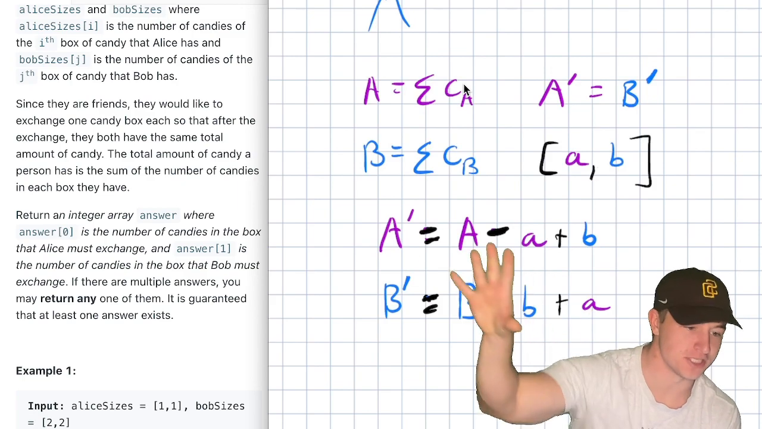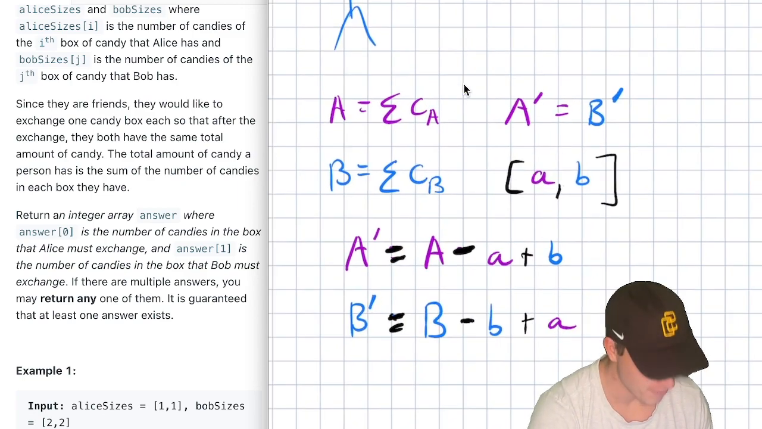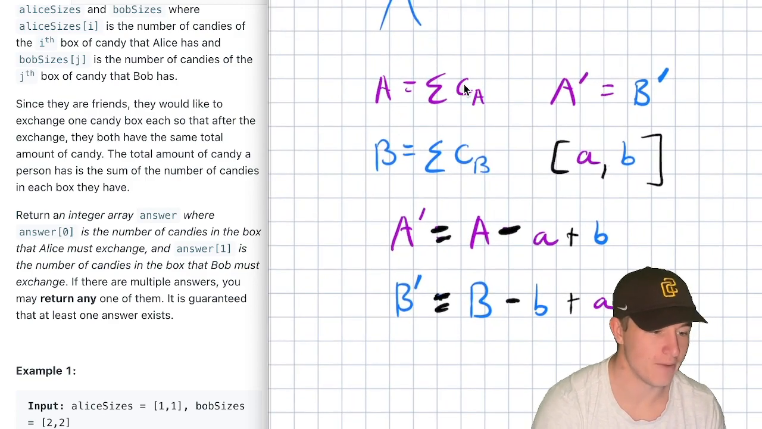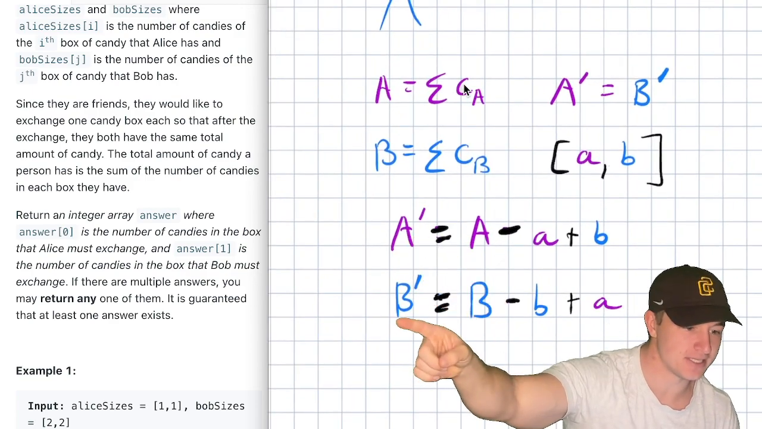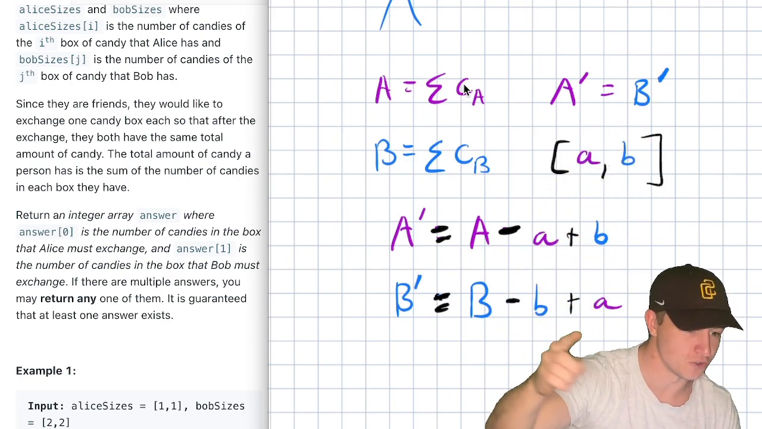Okay, so we have a lot of variables here. It looks pretty complicated, but we're going to simplify this and think about how we're going to solve this in a moment. But remember, these things need to be equal in the end, right? What Alice has at the end and what Bob has in the end need to be equal. So we need to set these two things equal to each other.